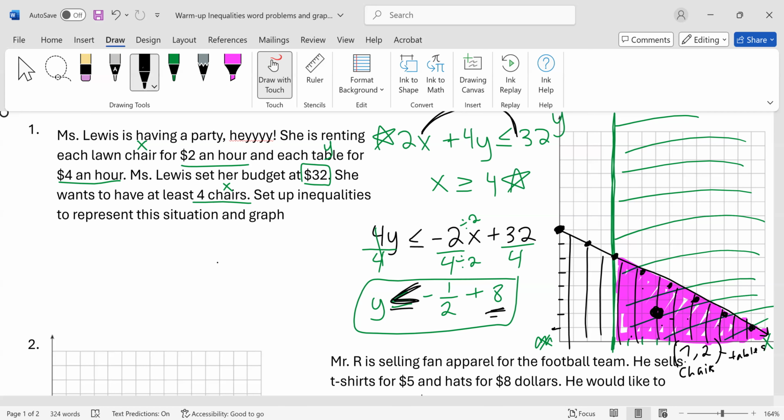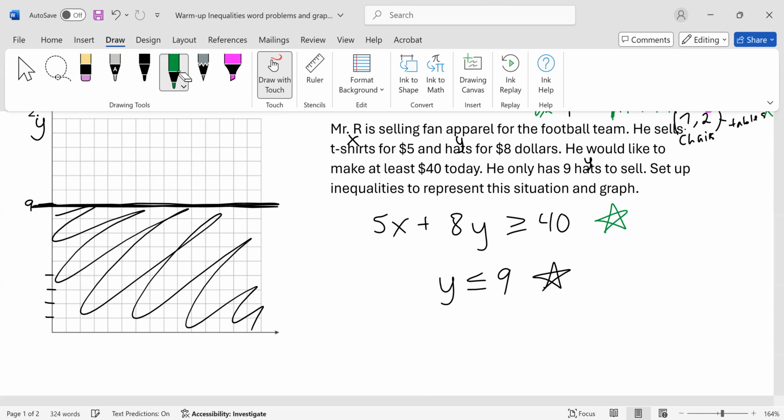This next one, guys, is just like the previous example. You just need to solve for y. So move this over, and then you'll divide everything by 8. I'm going to let you guys finish number 2.